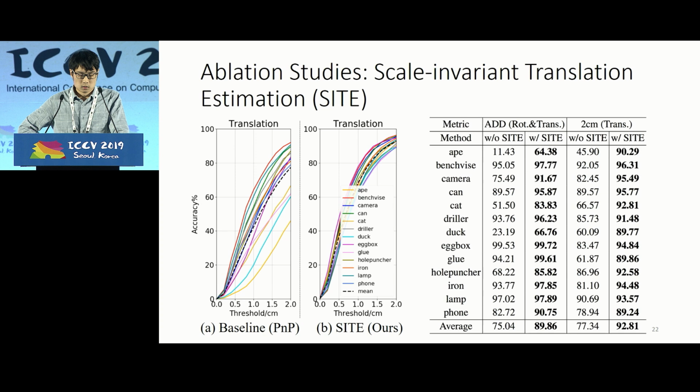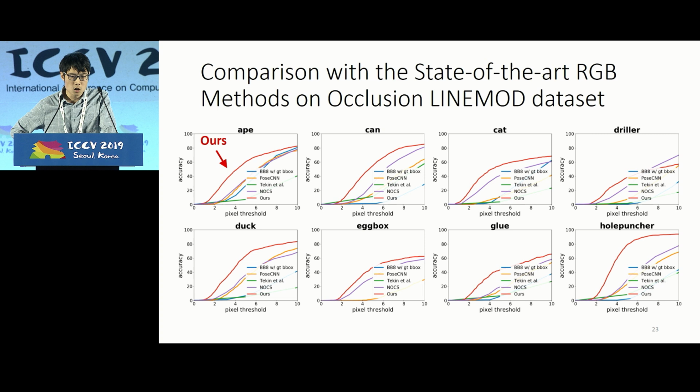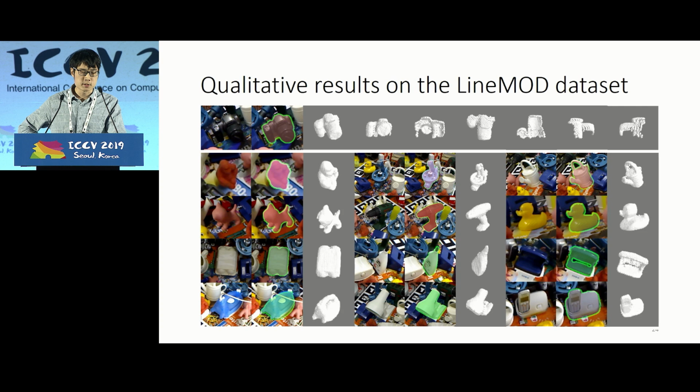Here we compare with other state-of-the-art RGB methods on the Occlusion LineMOD dataset. We surpass them evidently. The red line shows our results. Here we show some qualitative results on the LineMOD dataset. For each object, we show the input image patch, the predicted pose, and the predicted coordinates.